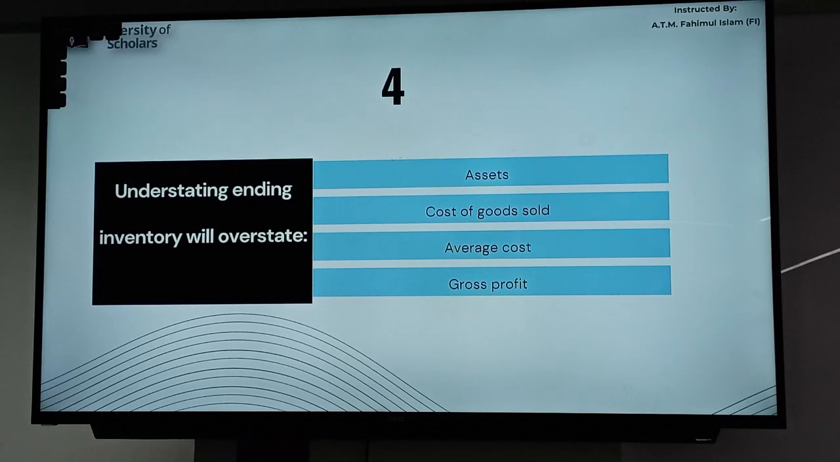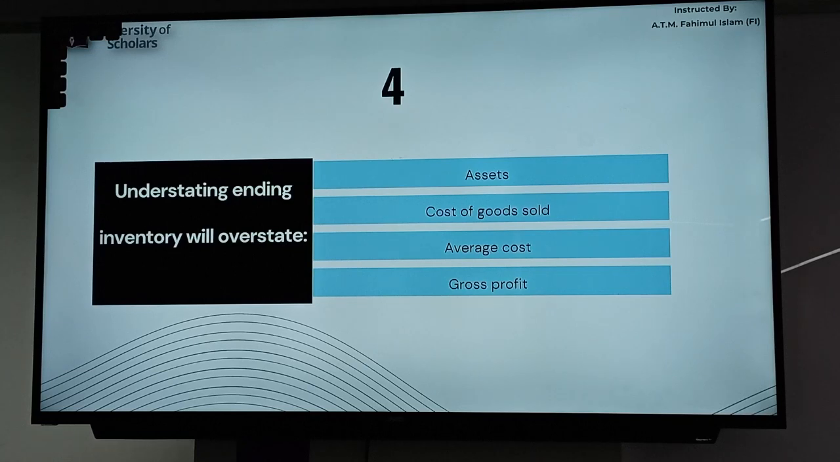Let's move on to our fourth question, which is the last. Understating ending inventory will overstate what? Understate means showing less, overstate means showing more. If we understate ending inventory, will it overstate assets, or will it overstate the cost of goods sold? Where does the ending inventory come in?